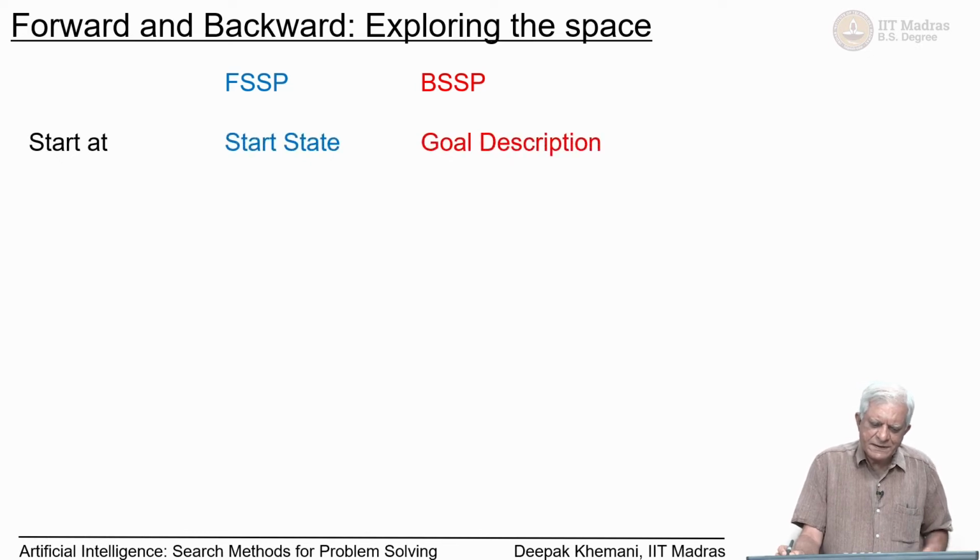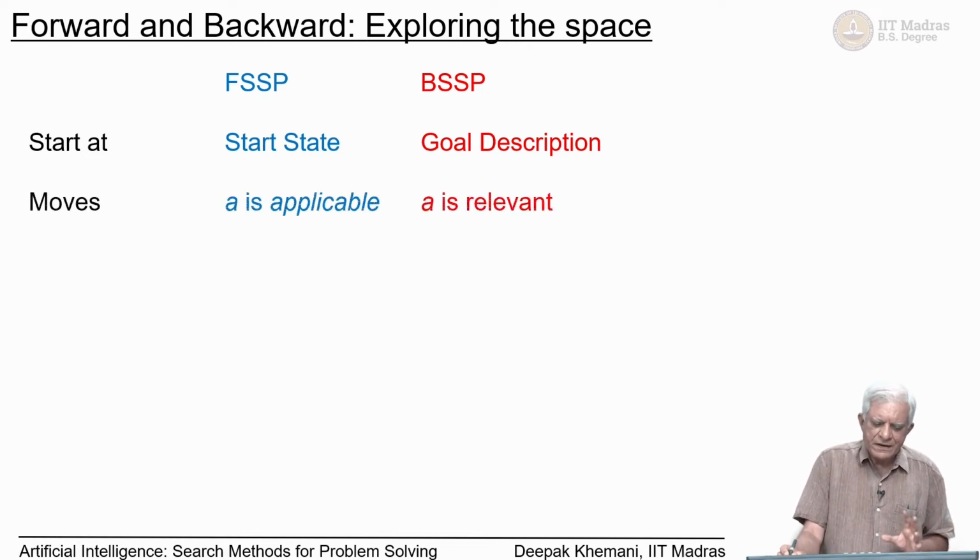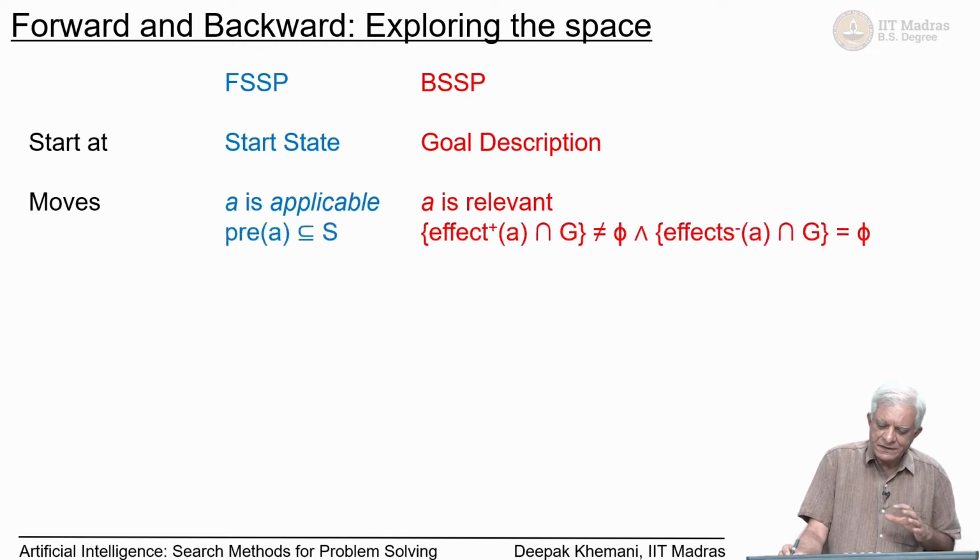The forward state space planning starts with the start state, that is the old search algorithm that we were looking at. The backward state space planning starts with a goal description of what you want to achieve. Moves in forward state space planning have to be applicable in a given state, and in backward state space planning they have to be relevant to a goal state.